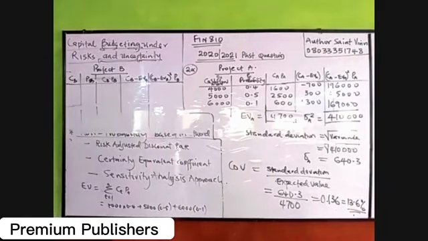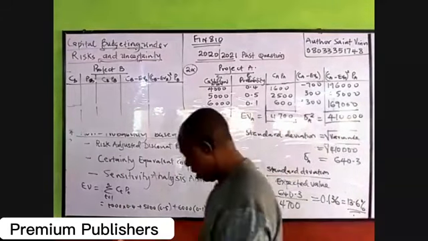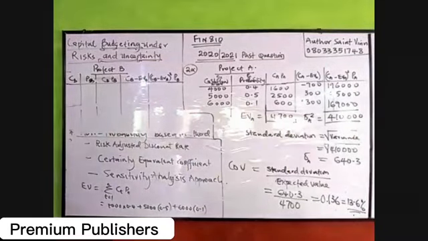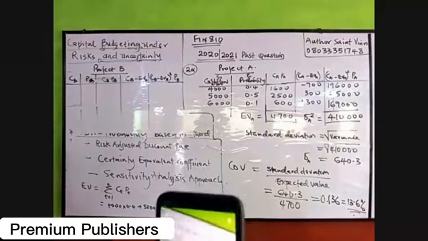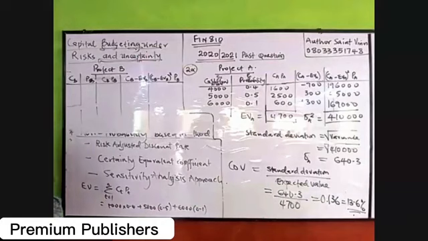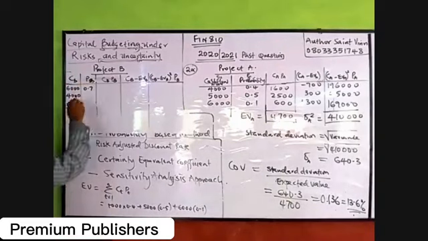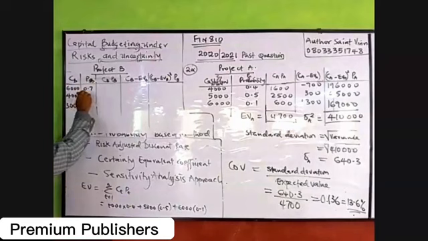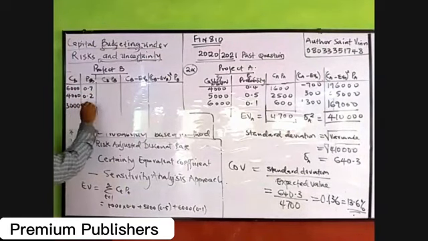Okay. Now, the second project: 6,000, we have 4,000, we have 3,000. Our probabilities are 0.7, 0.2, 0.1.